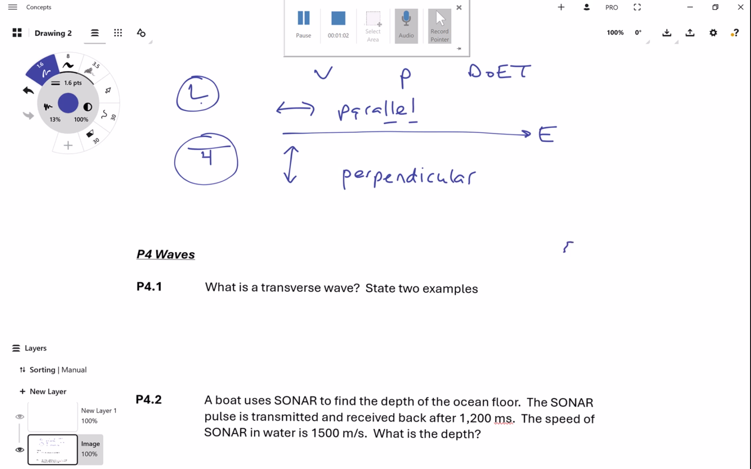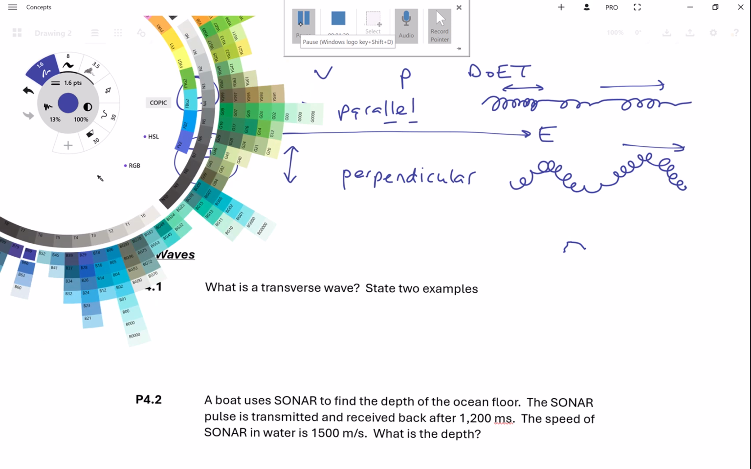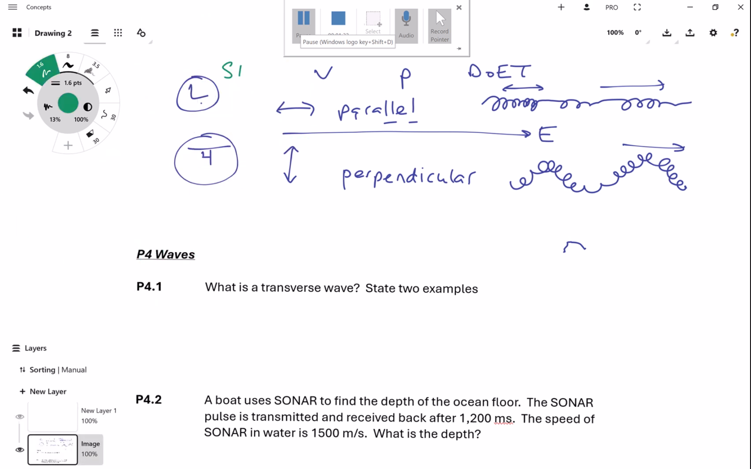A way to think of it is a slinky: you'll end up with places where it's compressed and places where it's stretched apart, and that's because you're sending energy that way and vibrating it backwards and forwards. If you were to then move it up and down, you'll end up with your slinky making waves. Now both are moving energy. Now you need to know that longitudinal waves are sound and pressure waves, and transverse waves are light and water.